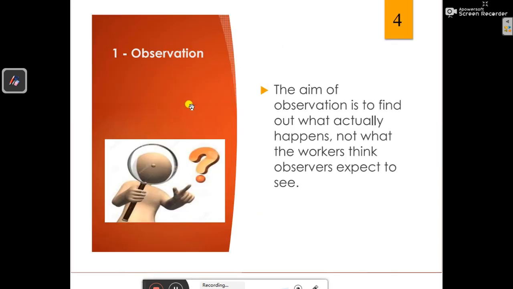So the first method is observation. The aim of observation is to find out what actually happens, not what the workers think, observe, or expect to see. Not the perspective, not the expectation, but the main facts about what actually happens.